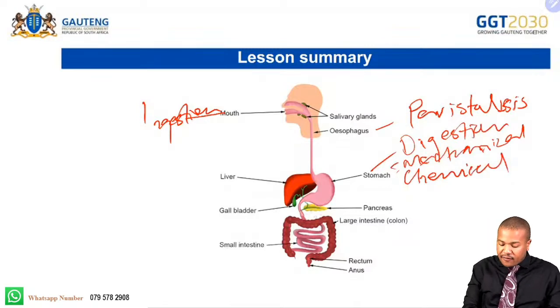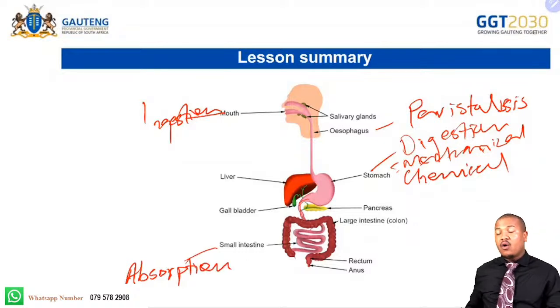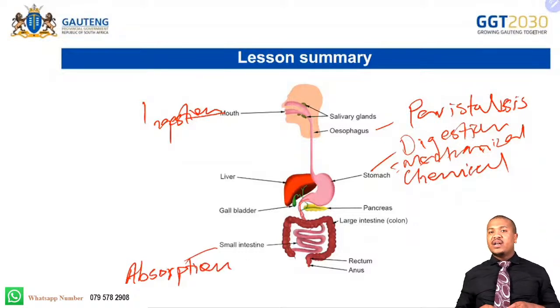Then after that, the food travels down into your small intestine. The small intestine is where absorption takes place, where the soluble nutrients found in the small intestine are absorbed into our bloodstream. And from our bloodstream, they are transported throughout the cells in our whole body.